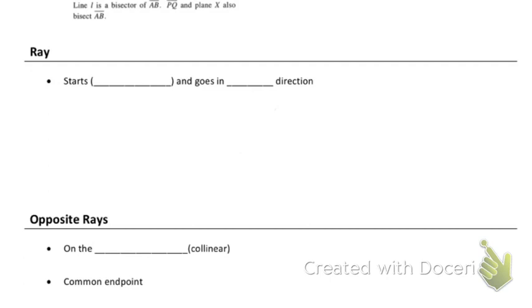A ray is kind of a combination between a segment and a line. It's like half line, half segment. So we start at an endpoint, which doesn't really make sense, does it? You start at the end. We start at an endpoint, and it goes in one direction.